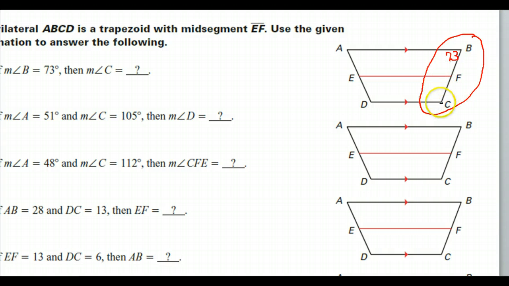So if I want to find the measure of angle C, I will simply do 180 minus 73. And that should give me the measure of angle C. And that turns out to be 107. Okay, so angle C is 107 degrees.